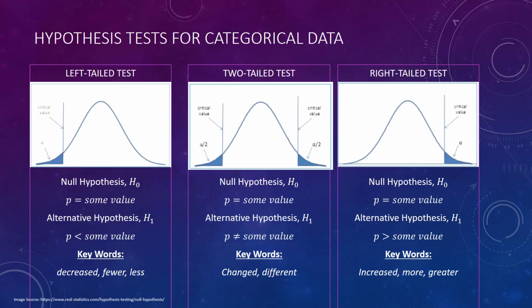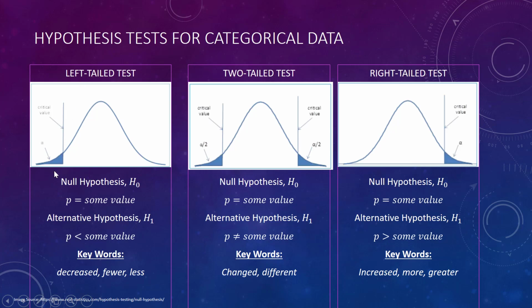So let's look at what hypothesis statements look like for categorical data. Again, if we have categorical data, we will be given proportions. So our null hypothesis, if you look across the board, all say that P, our population proportion, will be equal to some value that will be given to us. Notice that our alternative hypothesis also always contains this P character, which again stands for our population proportion.